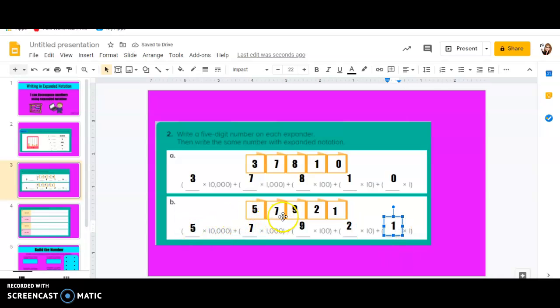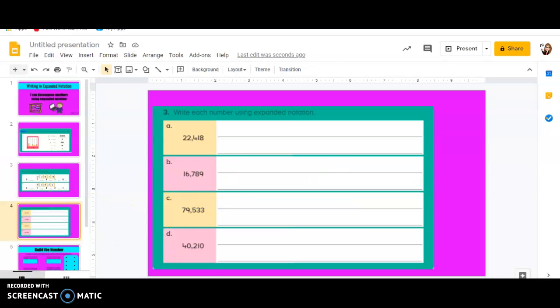And so the number 57,921 becomes 5 times 10,000, 7 times 1,000, 9 times 100, 2 times 10, and 1 times 1. And each of those is separated with a plus sign. And so last, we are going to demonstrate how to separate those without what is already filled in for us. So I have the number 22,418. So I'm going to separate that.